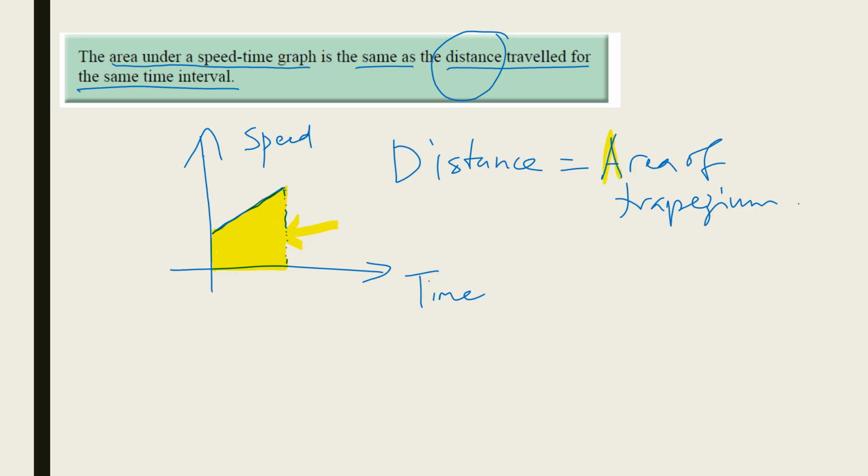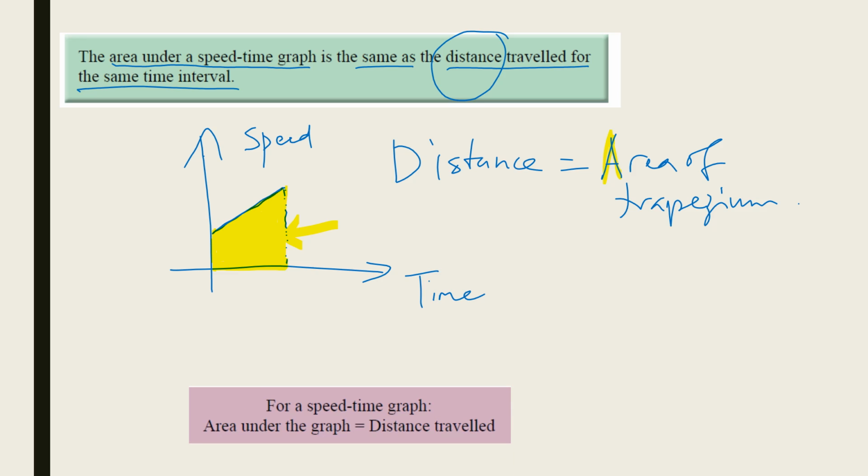So you can make one conclusion here. For a speed time graph, the area under the graph is the distance traveled. So you have to copy this. Copy. This is very important.